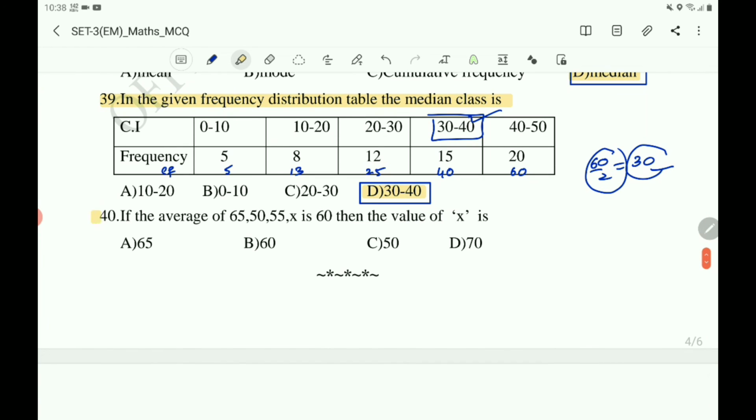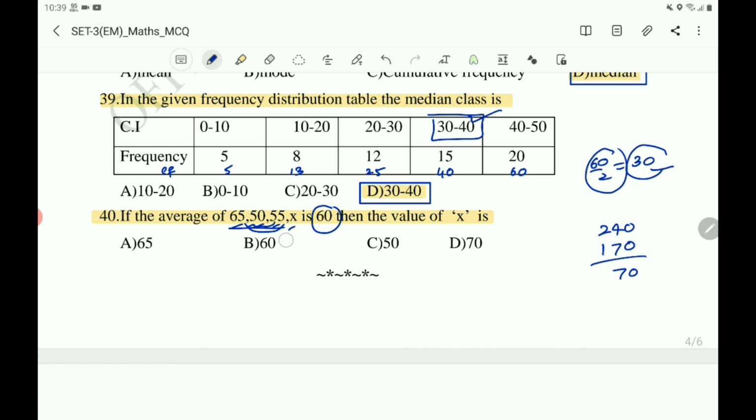Then you take the question number 40. If the average of 65, 50, 55, x is 60, then the value of x is. Here average is given and how many scores are there? 1, 2, 3, 4. 4 means 60 into 4, 240. You will get the sum of all the scores. What is the sum of these 3 scores? Here you take 5 plus 5, 10, and 5 plus 5, 10. 10 plus 6, 16 plus 1, 17. So you take 240 minus 170. You will get 70. The value of x is 70.